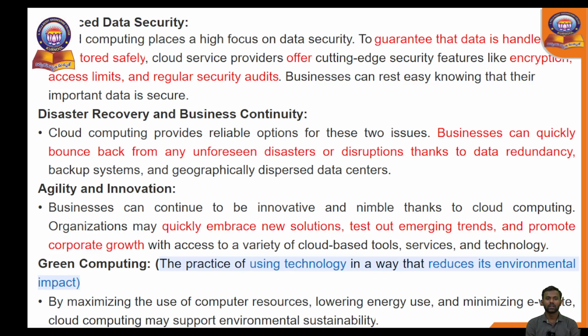Next one is green computing. So what is green computing? It is the practice of using technology in a way that reduces the environmental impact by maximizing the use of computer resources, lowering energy use, and minimizing e-waste. So cloud computing may support environmental sustainability. This is the advantage we have in cloud green computing.